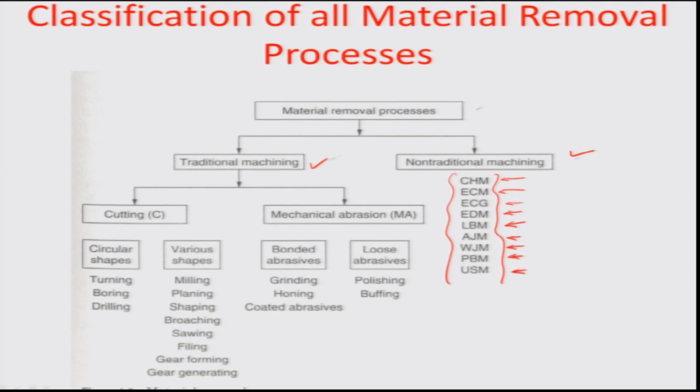And the traditional machining would have cutting, where you have circular shapes through turning, boring, drilling, various shapes through milling, planing, shaping, broaching, sawing, filing, gear forming, gear generating, and so on, and abrasion using bonded abrasives or loose abrasives, like in the case of polishing and buffing where you use loose abrasives, and this is very important particularly for the painting and finishing processes of the applied paint to automotives and other engineering products. And then you have grinding, honing, and coated abrasives, which are more bonded abrasive processes.